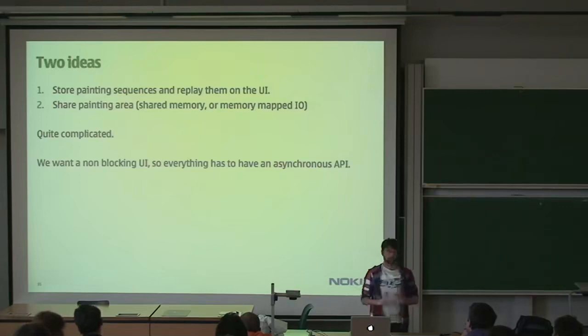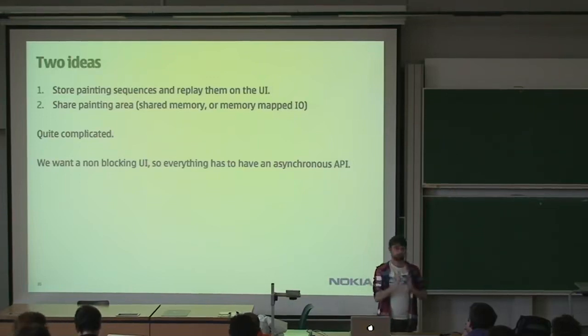What is really important is that everything is non-blocking. So we need to design a whole new API that makes sure we can do almost everything non-blocking, because if something blocks, everything blocks, and you feel it.